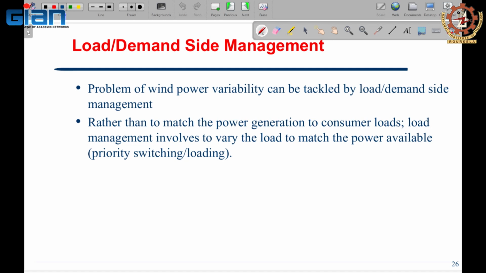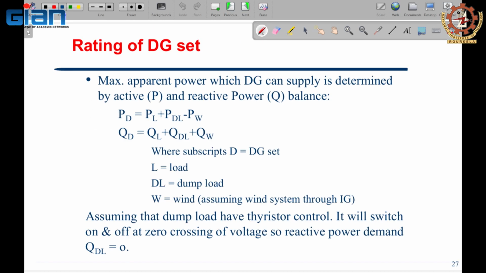The problem of wind power variability can be tackled by load or demand side management, rather than matching the generation to the customer load. Load management involves varying the load to match the power available. You can have priority switching loading as well. So you need to consider load management.